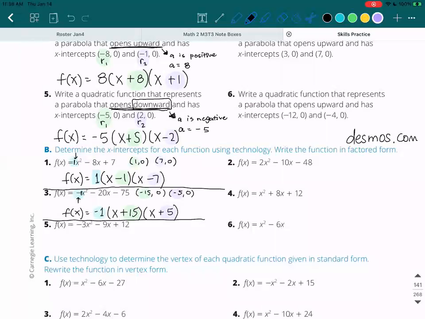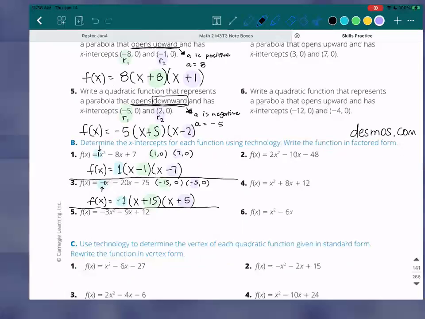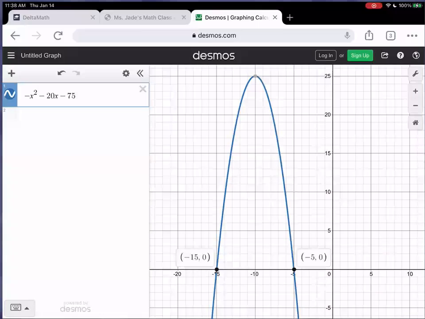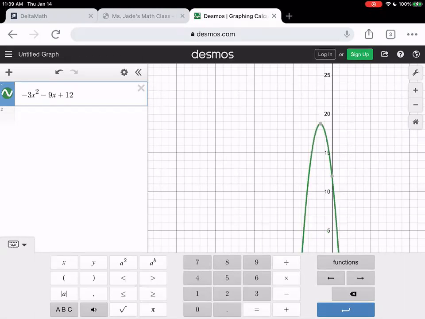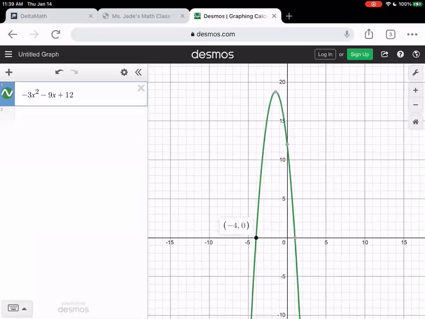Let's do number 5. So 5 has that equation. Let's go type it into Desmos. So let's get rid of that. And then we have -3x squared minus 9x plus 12. Okay, so here's our graph. You click on it until you see our intercepts. So we have -4, 0 and +1, 0. So I'll give you guys a little bit of a moment to look and confirm that it is -4, 0 and 1, 0.